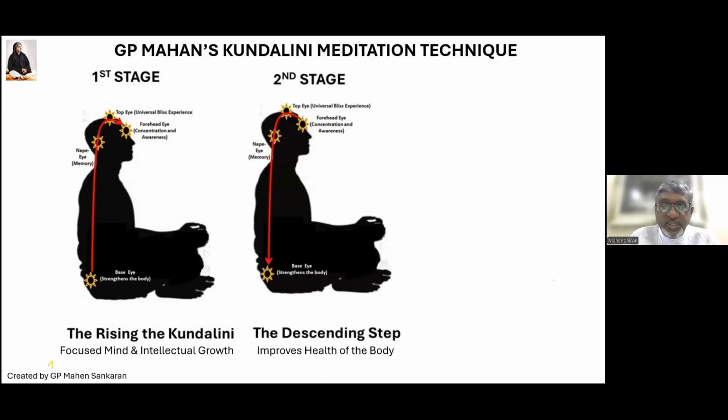Then I covered the second stage, where after 14 days the guru or the teacher initiates the process of bringing the energy from the third eye to the base, and you practice that for about 6 days. This is called the descending step. In stage 1, the guru brings the flow of the energy through the spinal cord to the third eye. Now he brings it back down to the base, or the Muladhara.